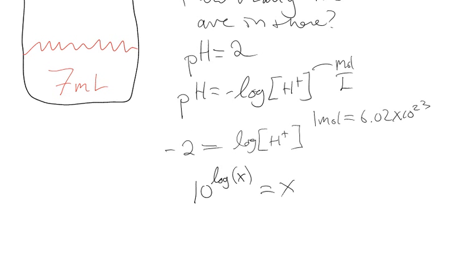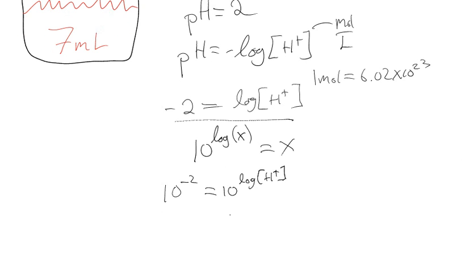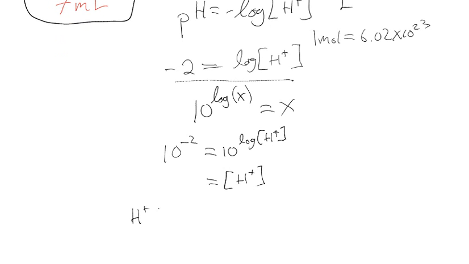And so what we can do is take the left and right hand side of this equation here and take 10 to each side. So what I mean is we can say 10 to the minus 2 is equal to 10 to the power of what's equal to minus 2, which is log of H plus. And what that does is allow us to write the right-hand side as just the H plus concentration. So that means H plus concentration is equal to 10 to the minus 2 moles per liter.